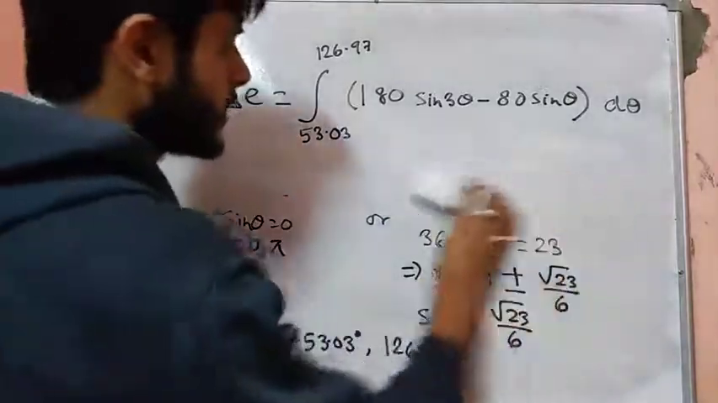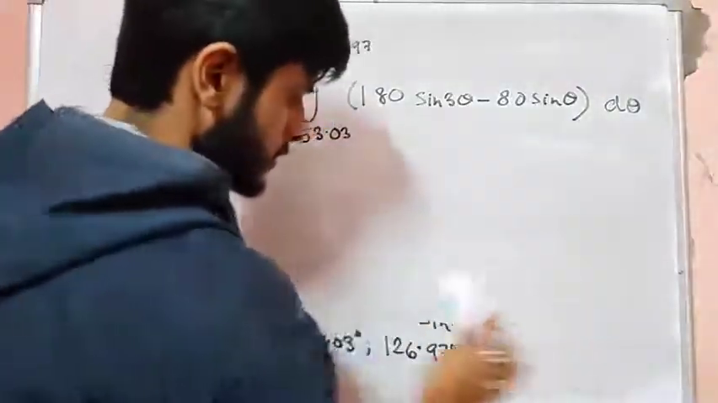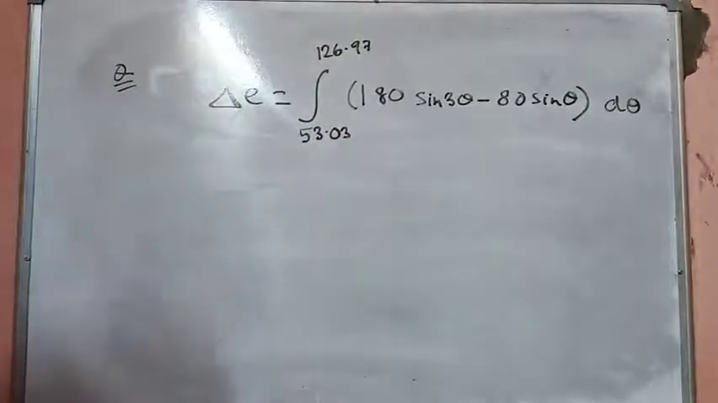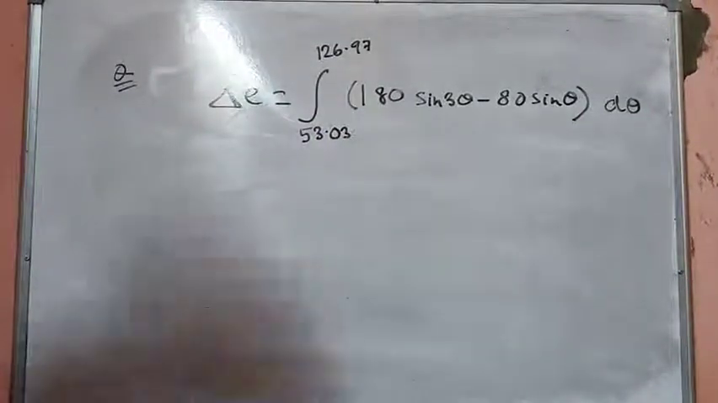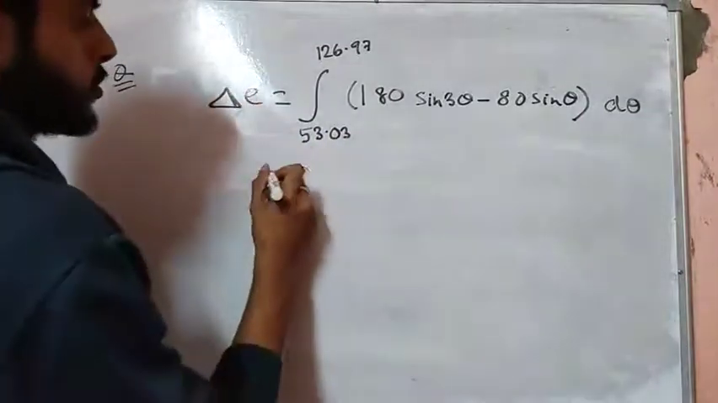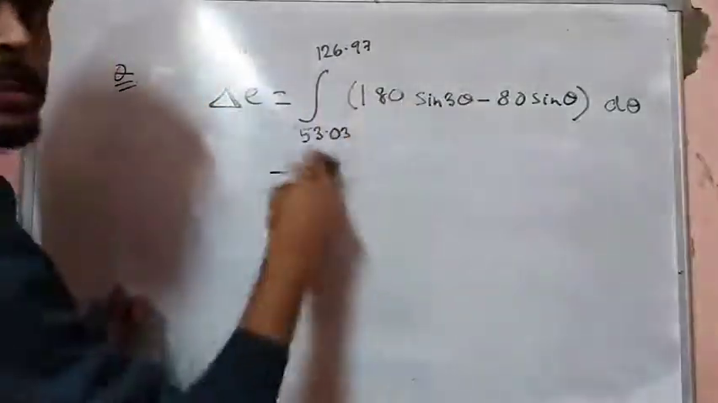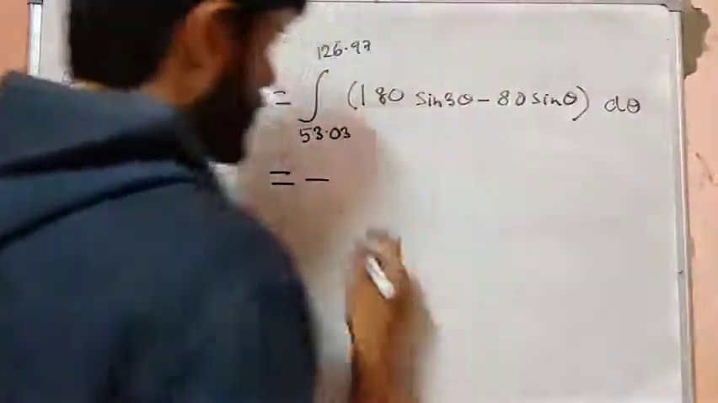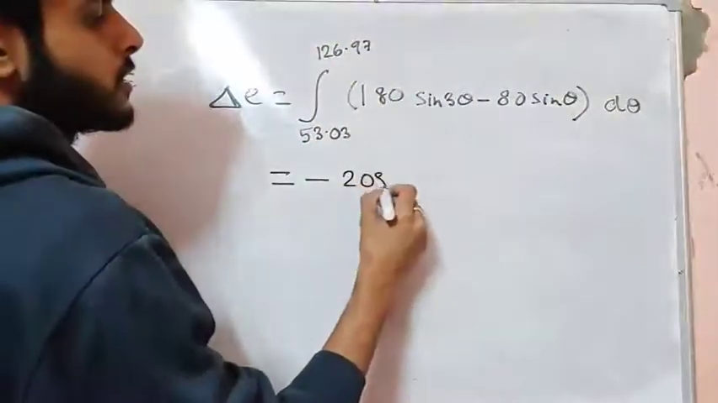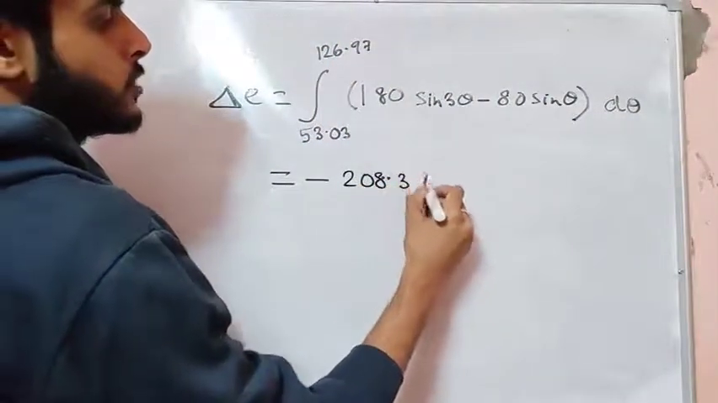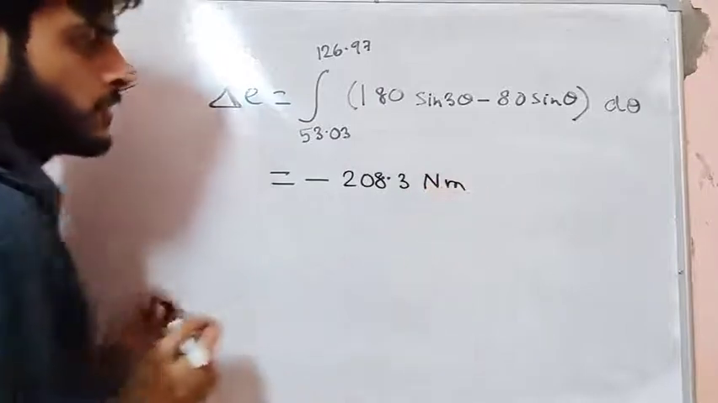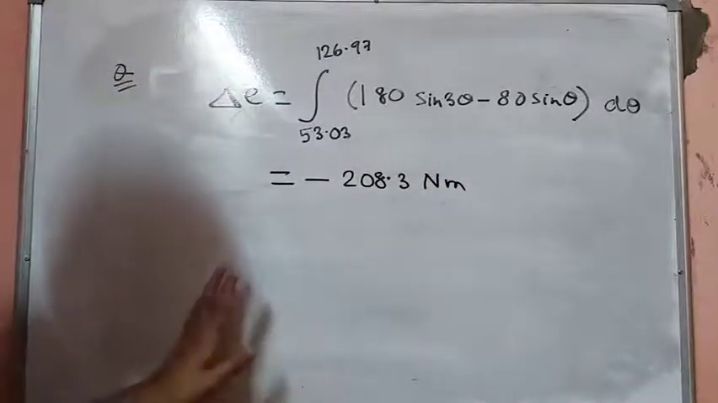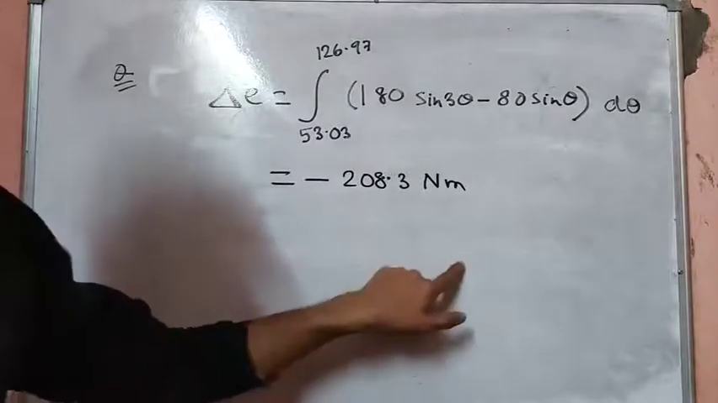So now we can integrate this equation. After integrating this equation, we will find the solution. After integration, the final answer is minus 208.3 Newton meter. Okay, this minus was evident because the load torque was greater, right?